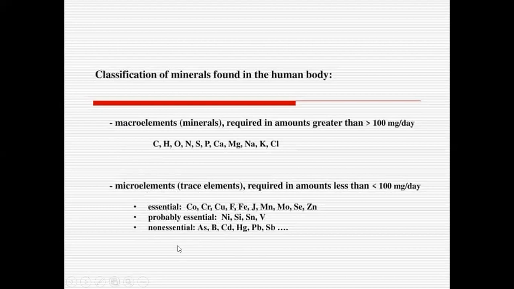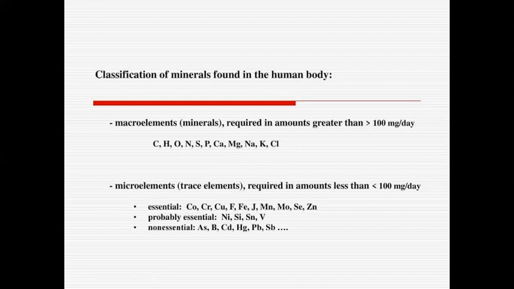Non-essential elements. You have bromine, boron, sometimes silicon, arsenic, nickel, aluminum, lead, vanadium, tin. These are present in the body. Their functions are not clearly known, and hence these are called non-essential elements. Some of them are toxic in nature.